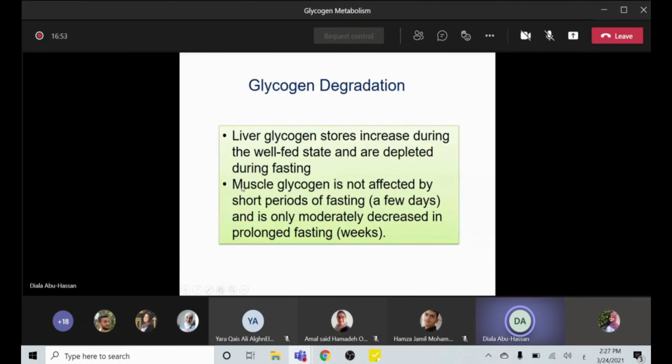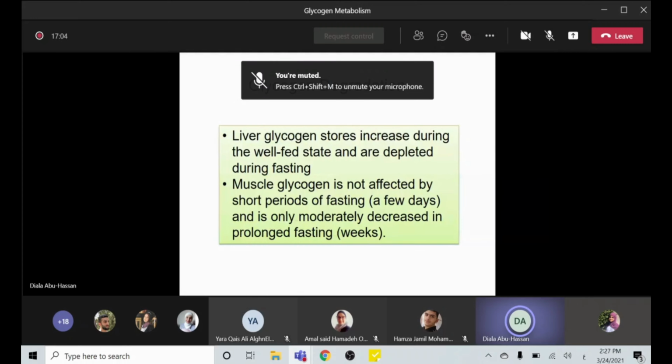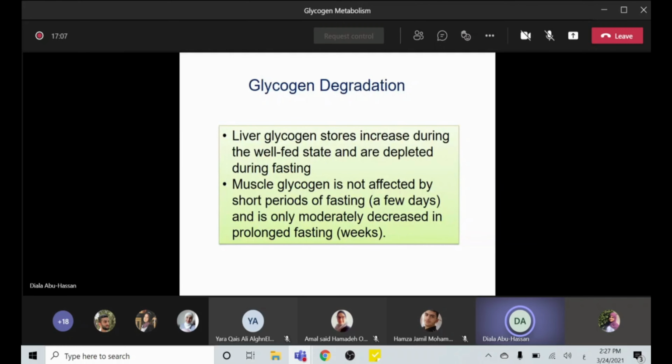Liver glycogen is going to increase in the well-fed state, because we have a large supply of glucose, increased secretion of insulin, and increased uptake of glucose in the cells. This glucose inside the cells is not going to stay as it is. Part of it gets into glycolysis to provide energy to the cells, but the other part is not going to be stored in the form of glucose. It's going to be used to synthesize glycogen and stored as glycogen.